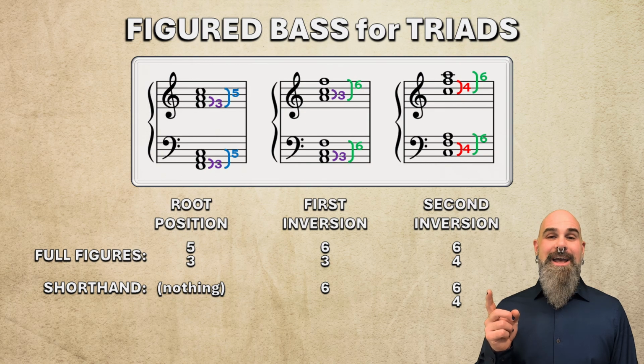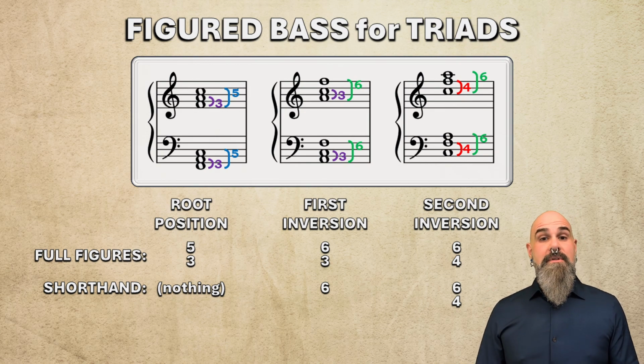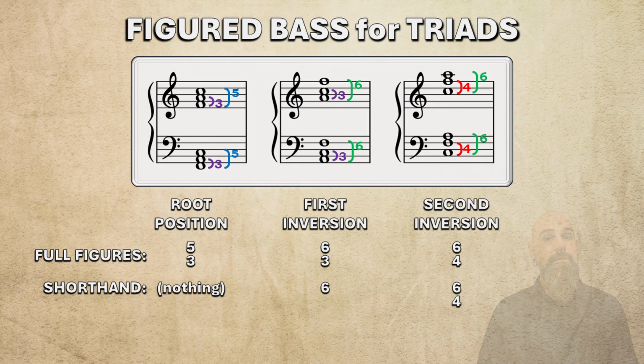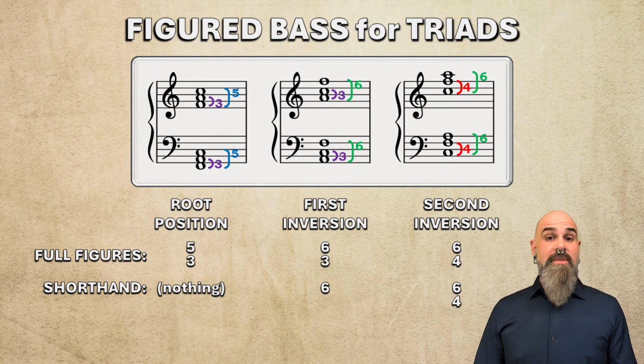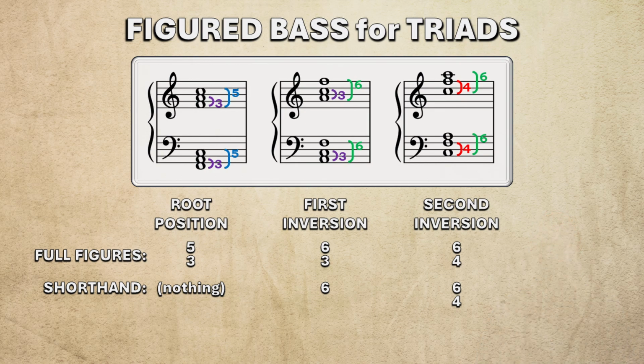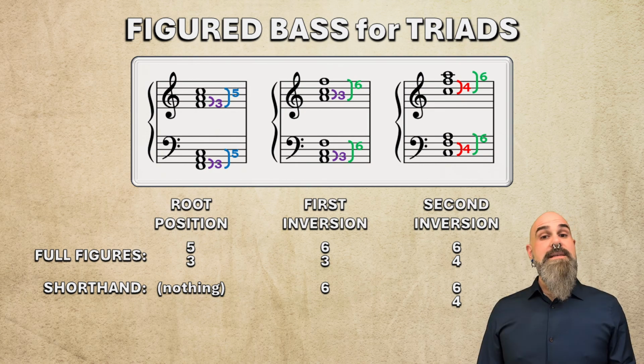Here's an F major triad in 3 positions. Root position, 5-3, the default position that we assume if there's no number. First inversion, with the 3rd in the bass, is 6-3, or just 6 in shorthand. And second inversion, with the 5th in the bass, is 6-4, where we always use both numbers.